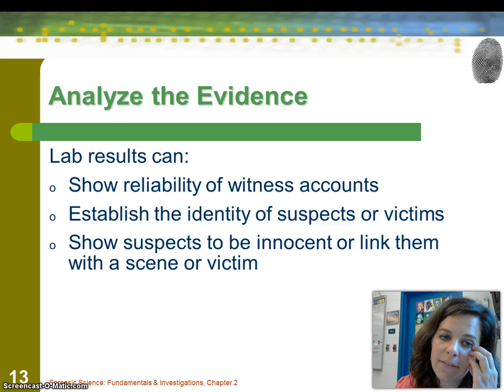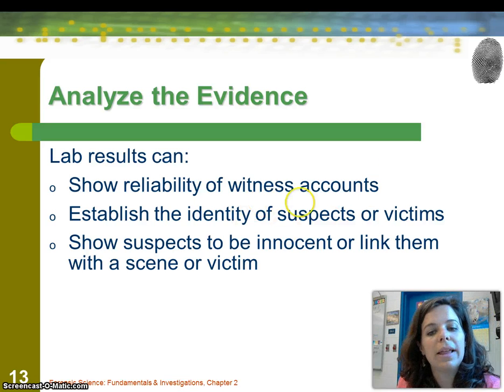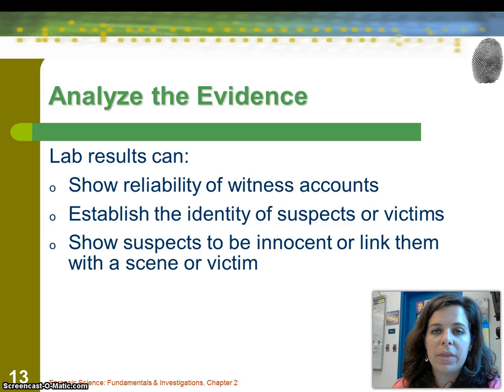When you're analyzing the evidence, lab results can show whether witness accounts are reliable or not, establish the identity of suspects and victims, and show suspects to be innocent or link them with a crime scene or with a victim. They can't directly show that they're guilty, but they can show that they're innocent.